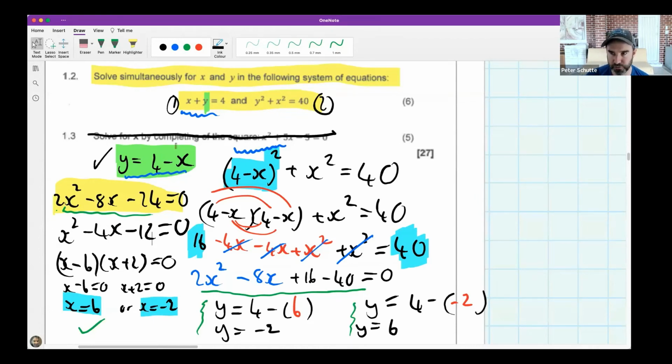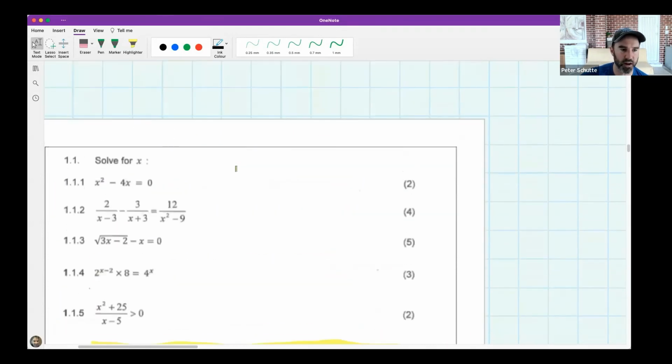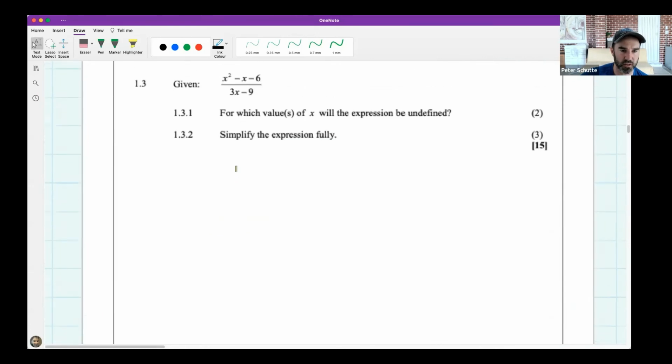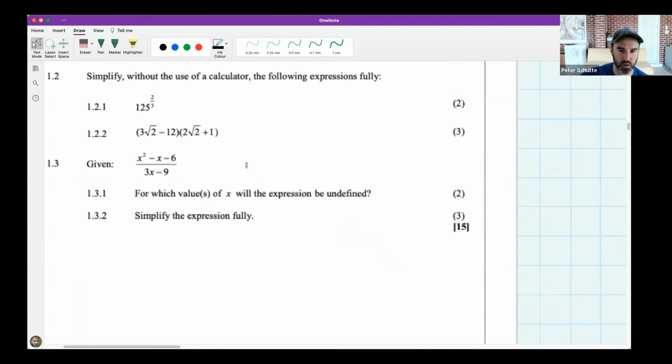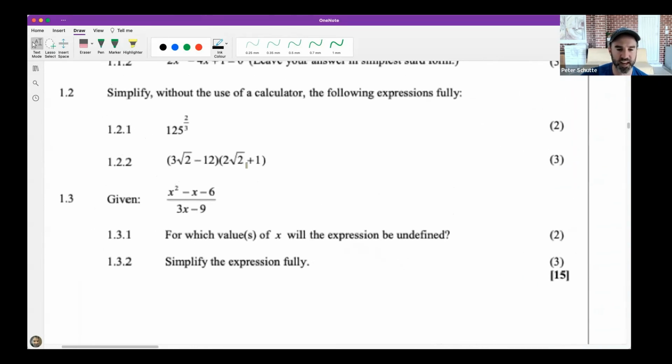Now, I know we're not perfect, but we are going to move on just so we get to experience some other types of questions from typically paper 1. And so I'm just going to move up to this question over here. And we call these 2 questions simplification questions. And I want you to try and simplify. Let's just do 1.2.1 first, and then we'll move on to 1.2.2. So simplify without the use of a calculator the following expression.